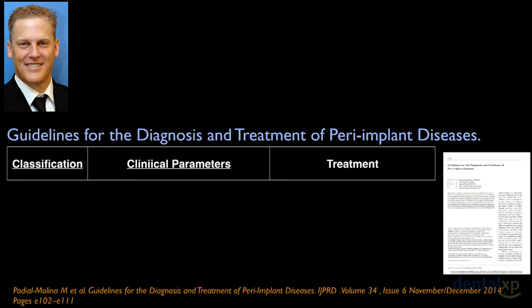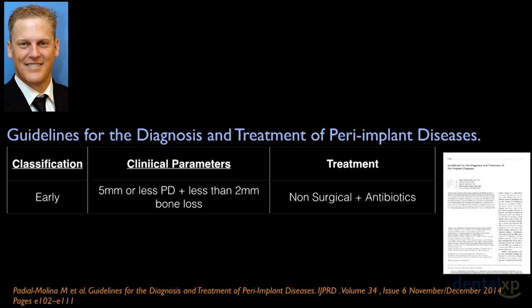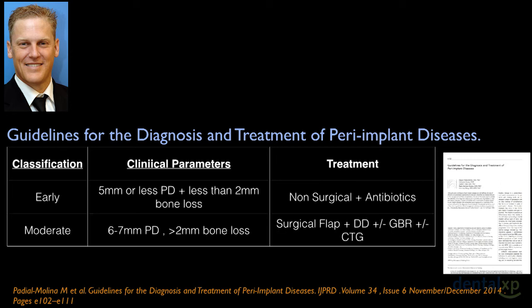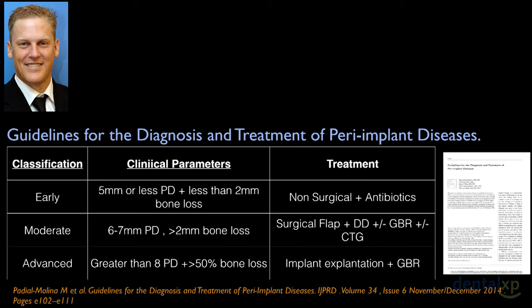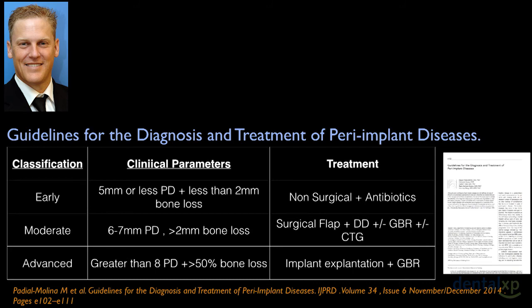If we look at the categorization of treatment of implants, we can see that early implantitis is probing depths of less than 5 millimeters and loss of bone of less than 2 millimeters. Often these can be treated non-surgically with antibiotics. But traditionally, when we get into the moderate zone, greater than 2 millimeters of bone loss and 6 to 7 millimeters of probing depth, surgical flap, detoxification, disinfection, and degranulation, followed by guided bone regeneration and connective tissue grafts, are the chosen forms of treatment. When you get greater than 50% bone loss, many people will suggest to you simply take the implant out. So we want to focus on the moderate group.